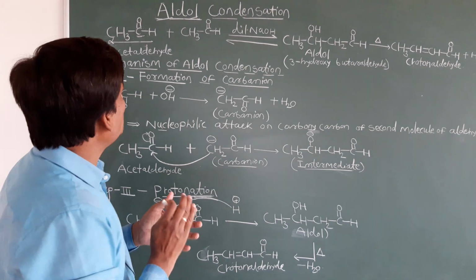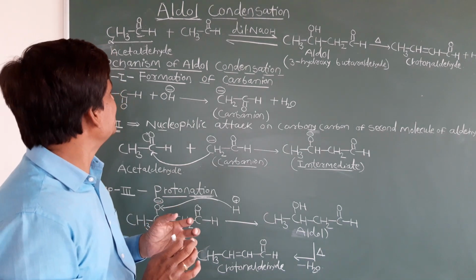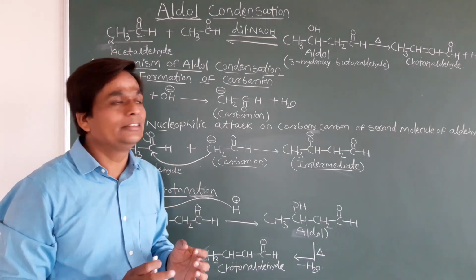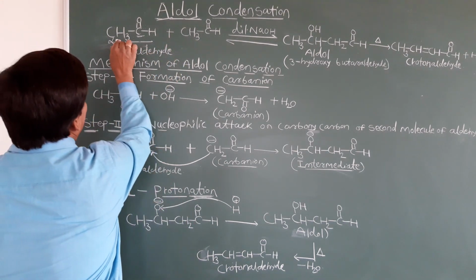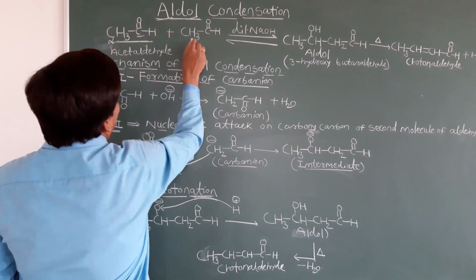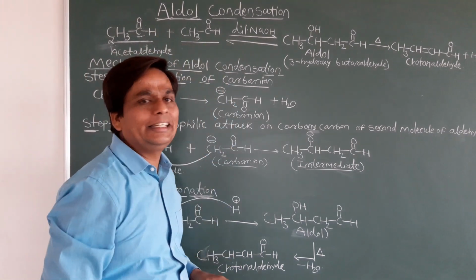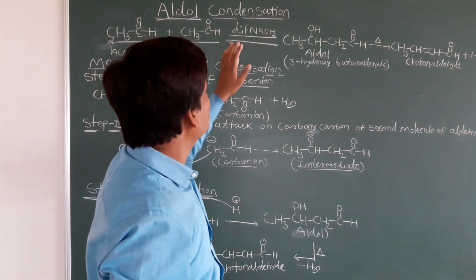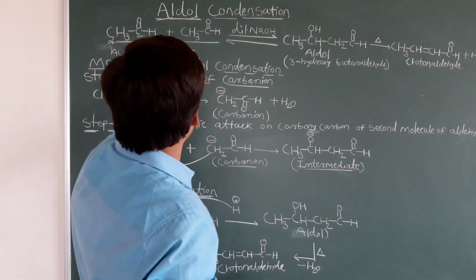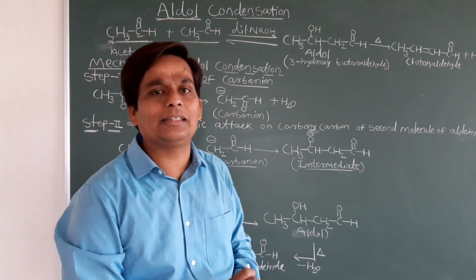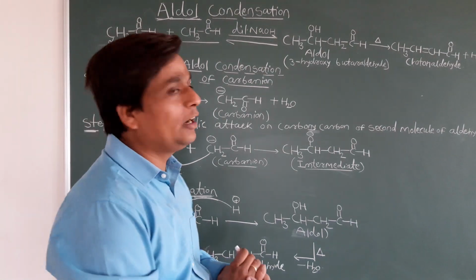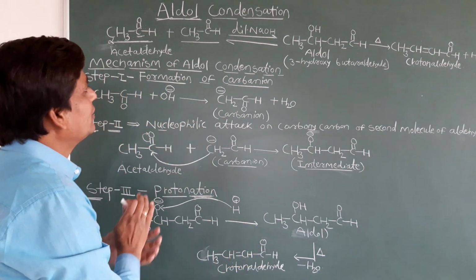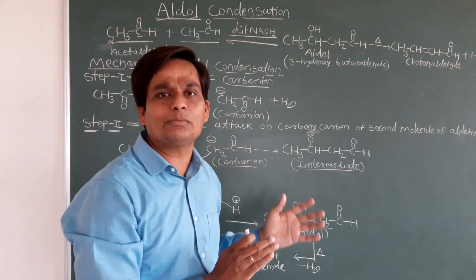Now we will see the aldol condensation reaction. Here I am using 2 acetaldehyde molecules, CH3CHO and again CH3CHO. This reaction is carried out in the presence of dilute NaOH, and we get an aldol. I am giving the general reaction here, then we will see the mechanism in detail.